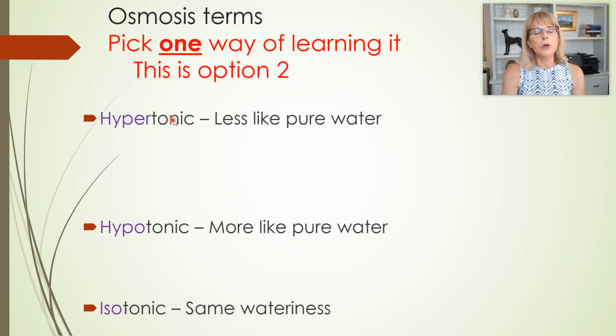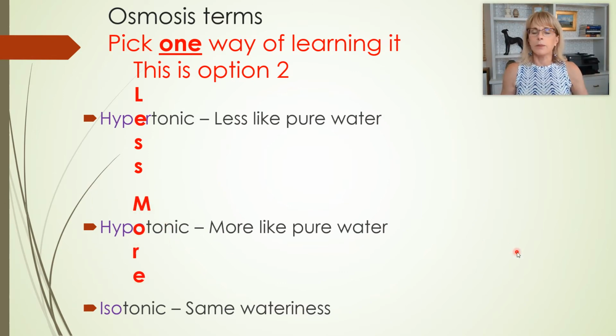So the hypertonic solution is always going to be the one that is less like pure water. And you can remember it like this, less. See, hyper has got an E in it, and this is the solution. Out of these two beakers, this is the one that is less like pure water, and that makes the hypotonic one the one that's more like pure water.